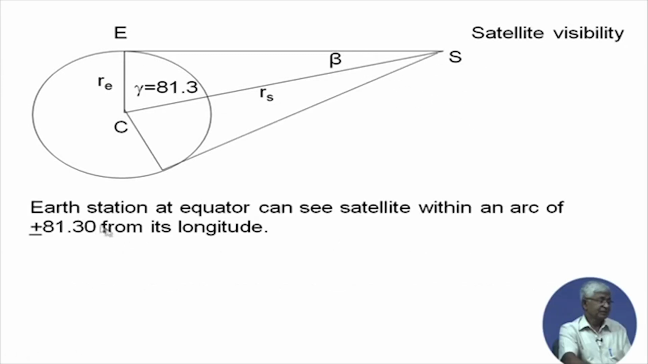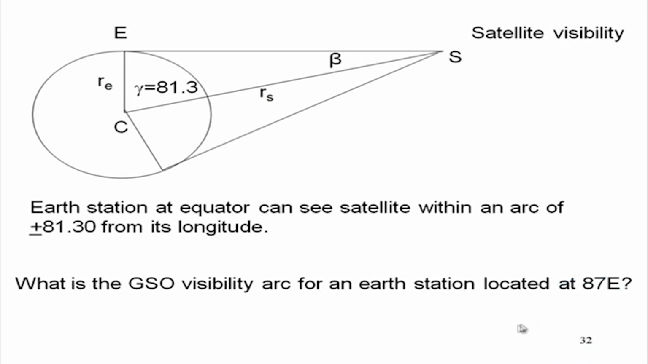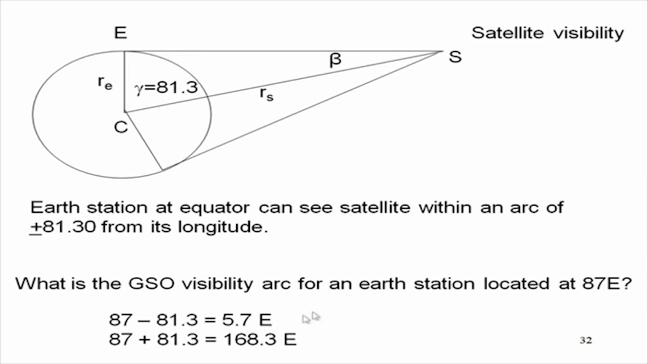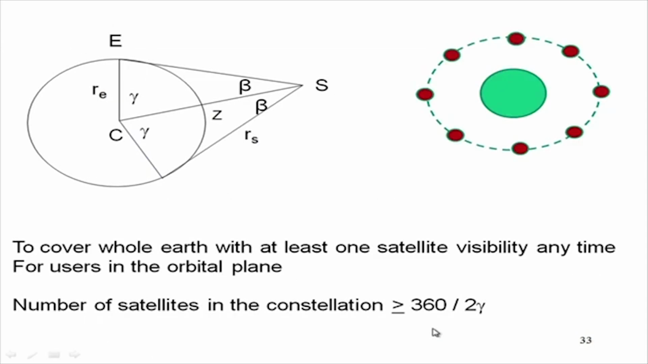So, visibility: if the station is at the equator, it can see the satellite in this direction and in the other direction. So, it is plus minus 81.3 degrees from its own longitude. So, you can find out, for a station at 87 degrees east, what is the GEO visibility? 87 minus 81.3, that is 5.7 degrees east, to 87 plus 81.3, 168.3 degrees east. So, that much distance it can see.